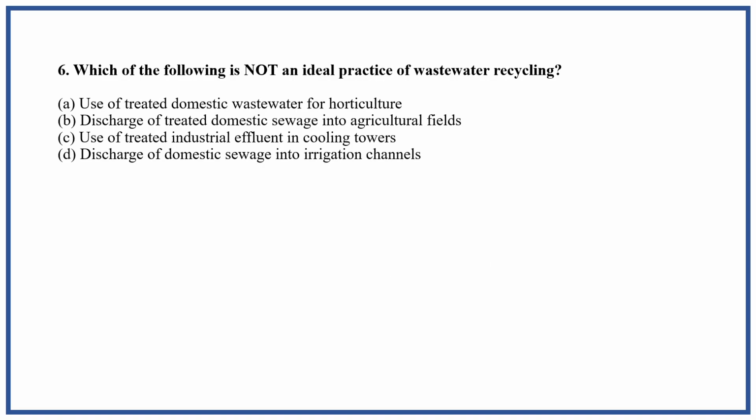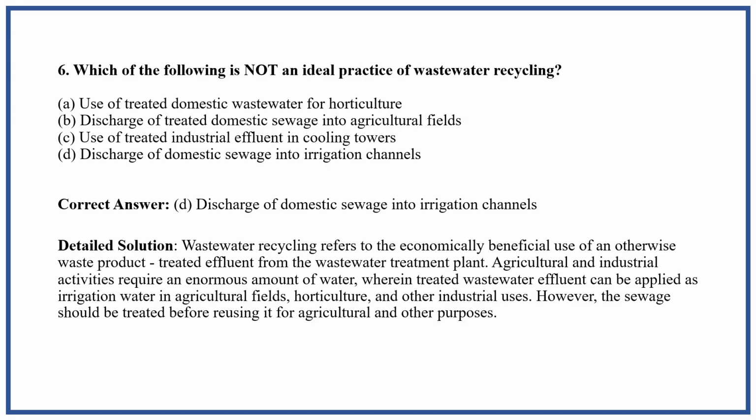Next one is which is not an ideal practice for wastewater recycling. Here we are talking about recycling. So option A is about horticulture, B in agricultural fields, C in cooling towers, D is the discharge directly into the irrigation channels. So yes, the correct answer is D, that is discharge into the irrigation channels.